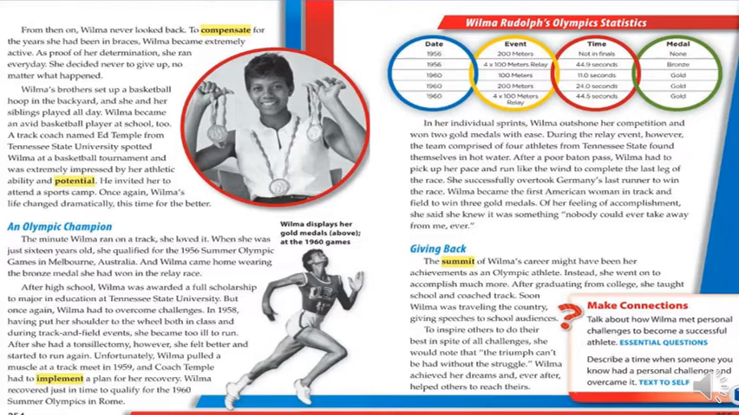To compensate for the years she had been in braces, Wilma became extremely active. As proof of her determination, she ran every day. She decided never to give up, no matter what happened. Wilma's brothers set up a basketball hoop in the backyard, and she and her siblings played all day. Wilma became an avid basketball player at school too. A track coach named Ed Temple from Tennessee State University spotted Wilma at a basketball tournament and was extremely impressed by her athletic ability and potential. He invited her to attend a sports camp. Once again, Wilma's life changed dramatically, this time for the better.